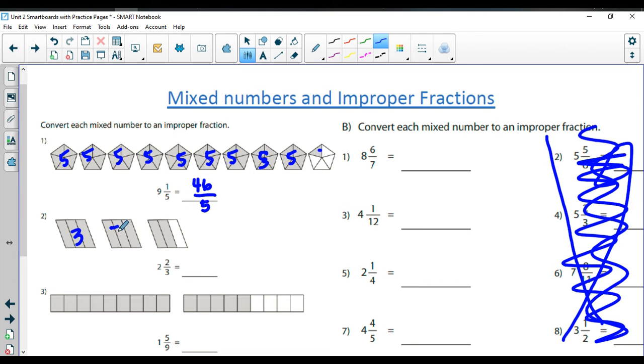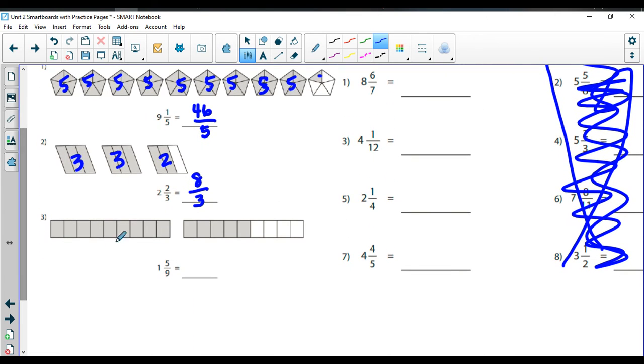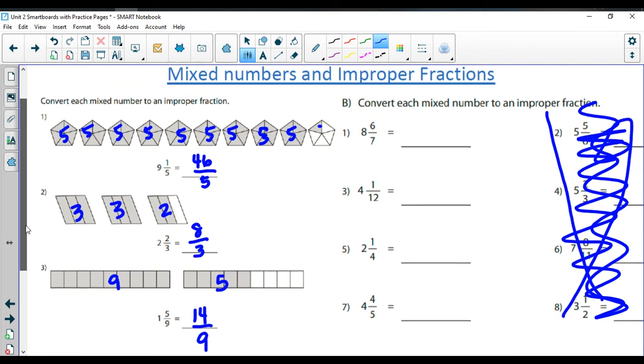Here you have 3, 6, and 2 more gives you 8. Keep your denominator of 3. Here you have 9. 1, 2, 3, 4, 5. So that's going to give me 14 ninths for my improper fraction there.